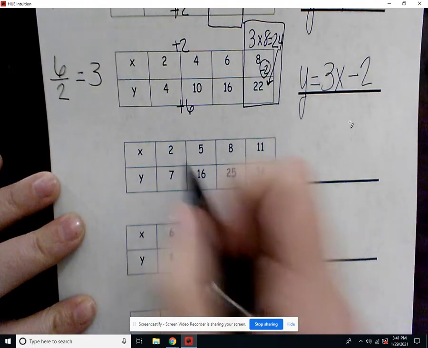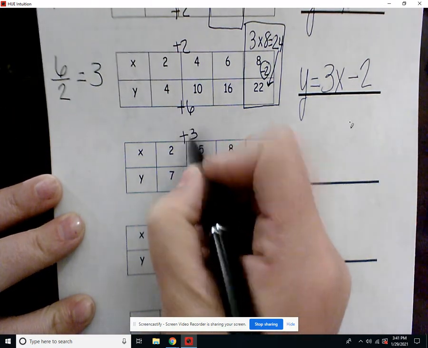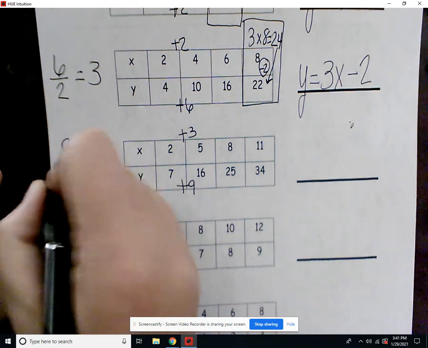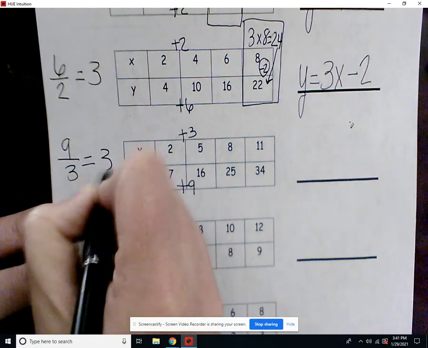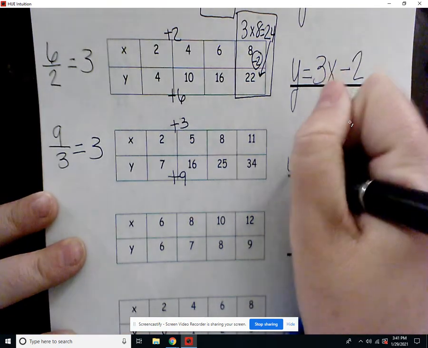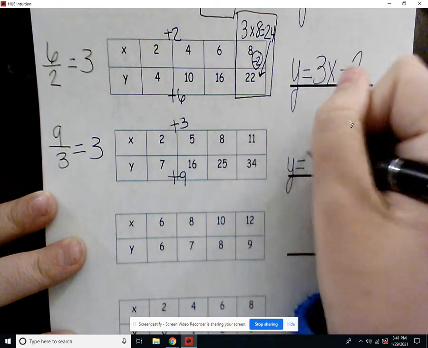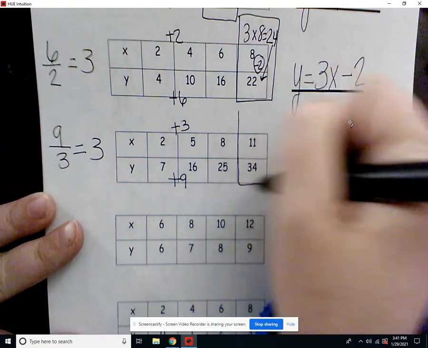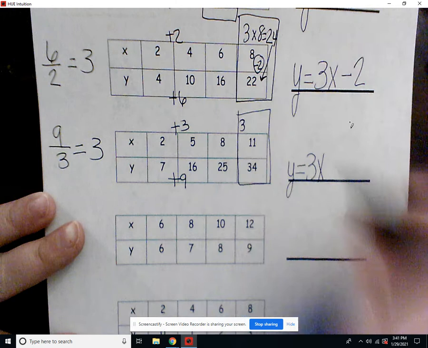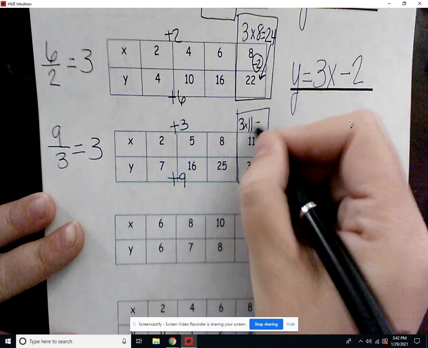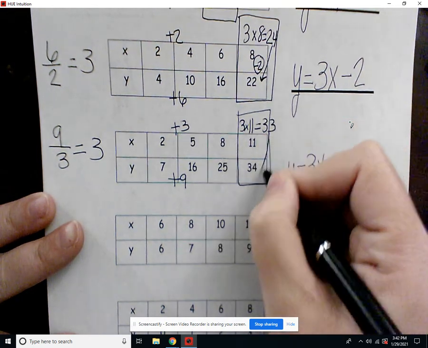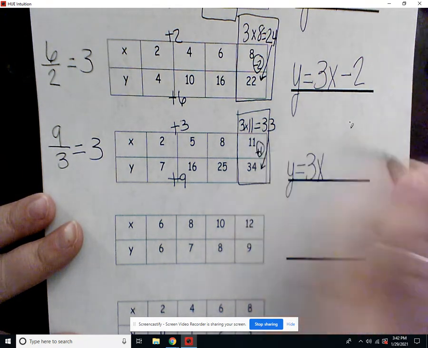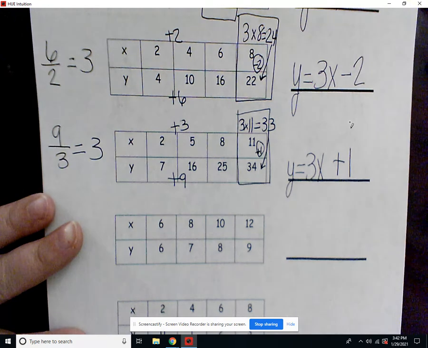Okay. We're counting by 3's and then counting by 9's. So 9 over 3 is 3. So we have y equals 3x. I'm going to pick 11. So 3 times 11 is 33. And how do I get from 33 to 34? Plus 1. So we had plus 1 at the end.